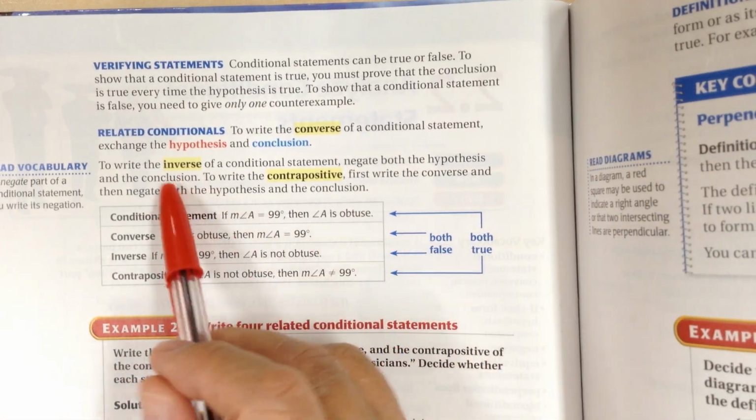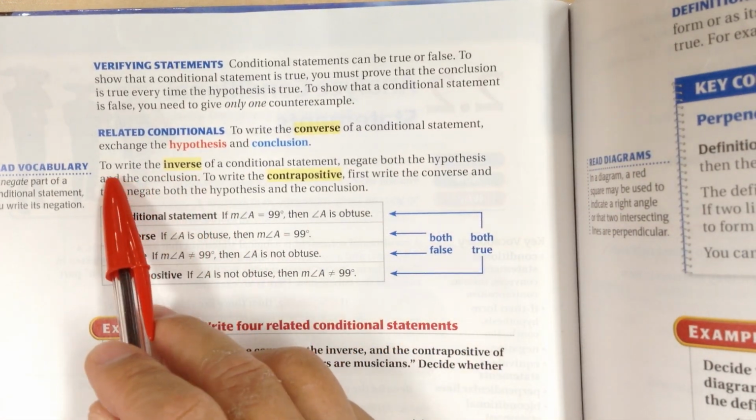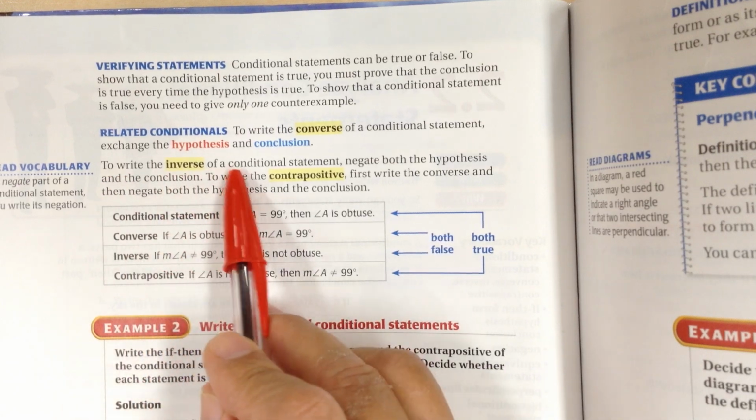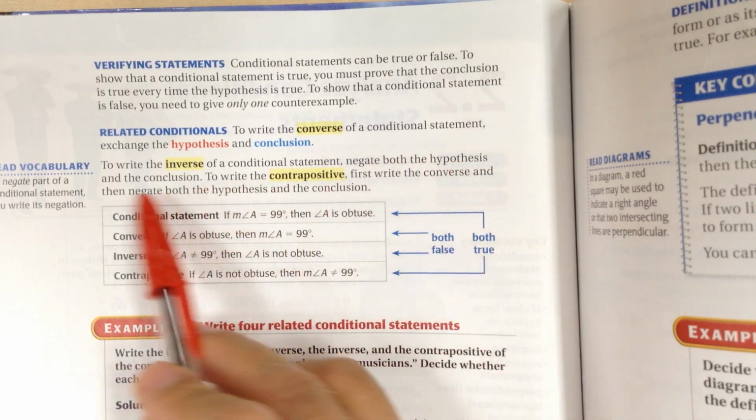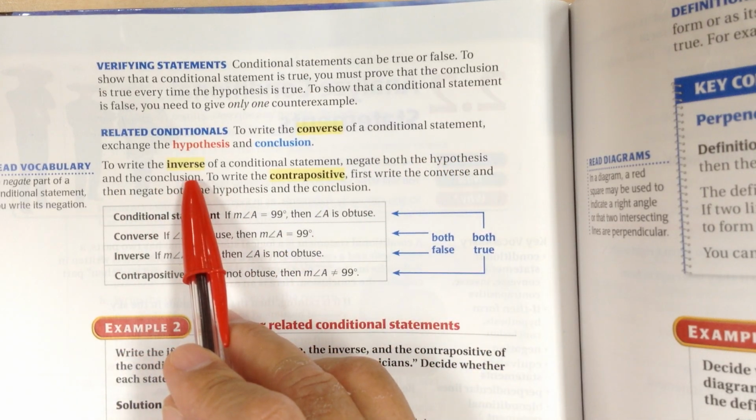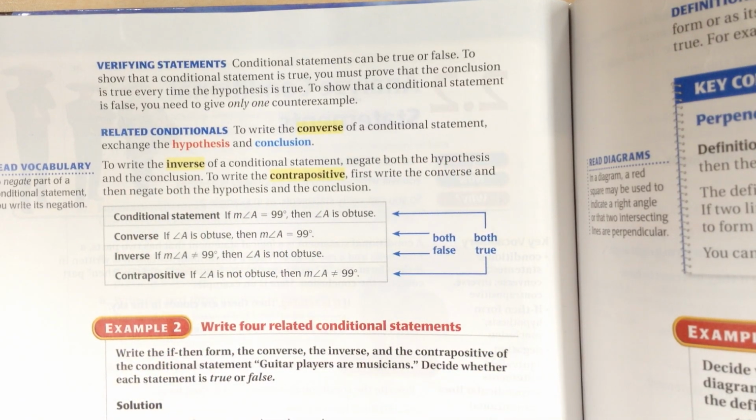And it says to write the inverse of a conditional statement, negate both the hypothesis and the conclusion. Before, we had the negation, right? Negation would be just one part, whereas the inverse is a negation of both the hypothesis and the conclusion.